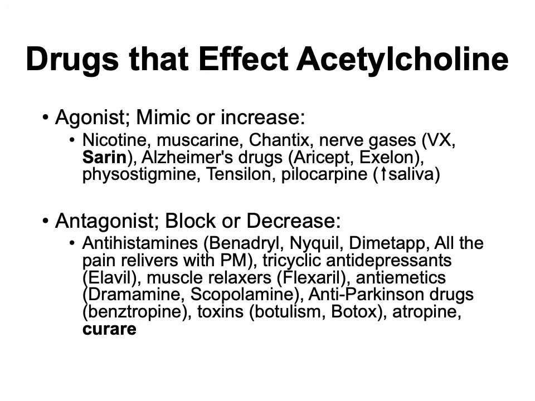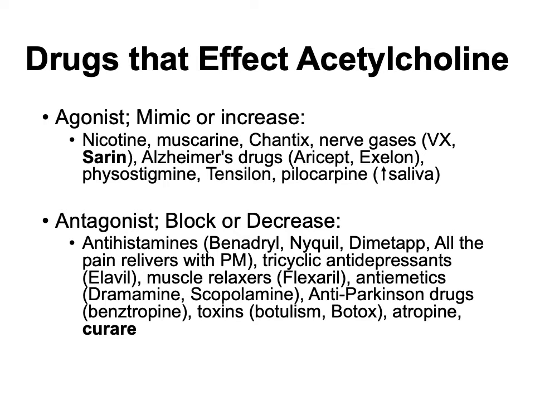There are several drugs that can affect acetylcholine, and they can act as agonists and antagonists. I'm not going to read all of these, and you're not expected to know all of these. I have it bolded, the two main ones you're supposed to know, and I'll list the main ones you need to know. You need to know that nicotine and muscarine are main agonists. Also, sarin gas is, and Alzheimer's medications such as Aricept or Exelon.